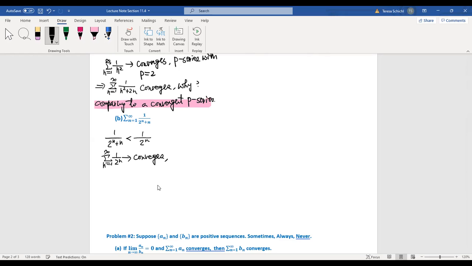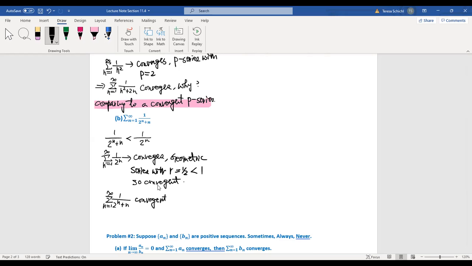Why? Because this is a geometric series. With what r here? With r equal to 1/2. Because r is equal to 1/2, it's less than 1, so it's convergent. Okay, so now every term is less than a convergent series. So now I can conclude that the summation n equal to 1 to infinity of 1 over 2 to the n plus n converges.